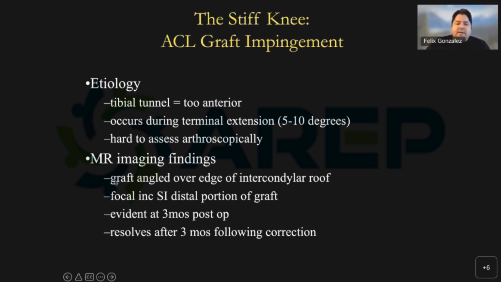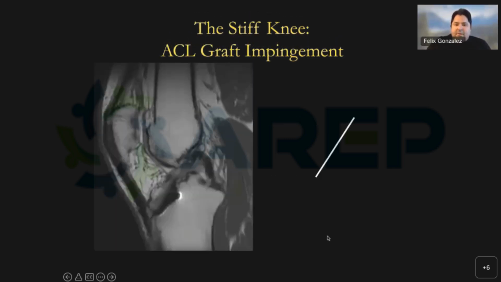So basically, when you're looking at an MRI, you're looking at the graft angled over the edge of the intercondylar roof. You can see increased intensity within portions of the graft, especially distally. That's the area of contact, right, where the graft is getting crushed and damaged. Usually it's evident at least 3 months after surgery, and can resolve after 3 months following correction as well. So here's an example of an ACL graft impingement.